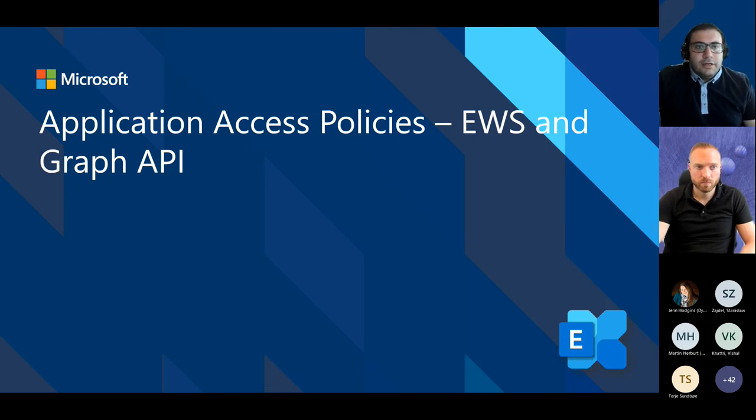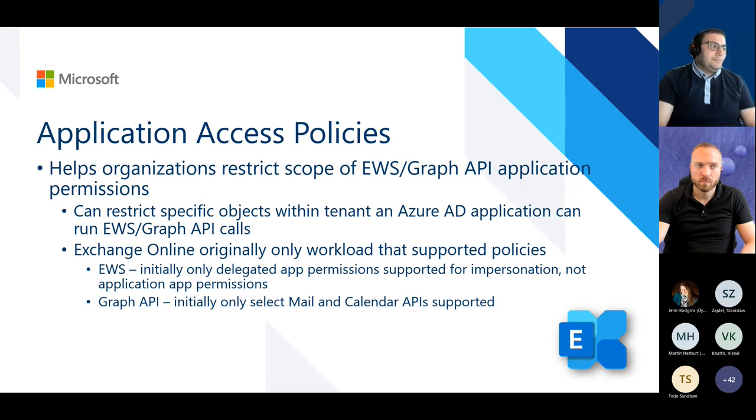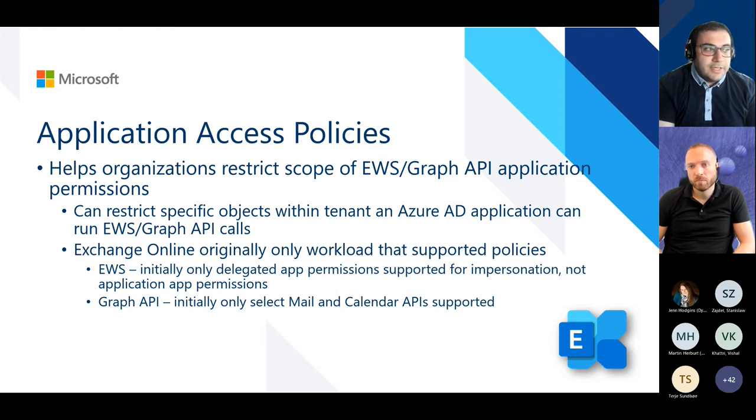Where we move to in the EXO world is application access policies. You can use this with Exchange Web Services, or you can also use this with Graph API as well. So with app access policies, this helps any organization restrict the scope of EWS and Graph API app permissions. So you can restrict specific objects within the tenant that your Azure application would be able to connect to. Exchange Online was originally the only workload that supported these app access policies. I know SharePoint, I believe, currently supports them today.